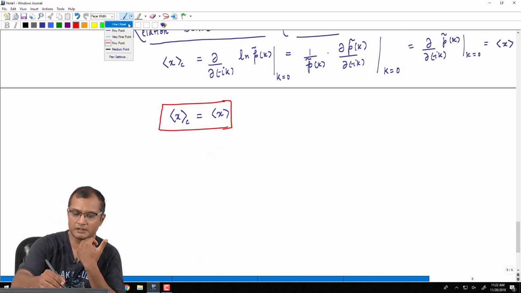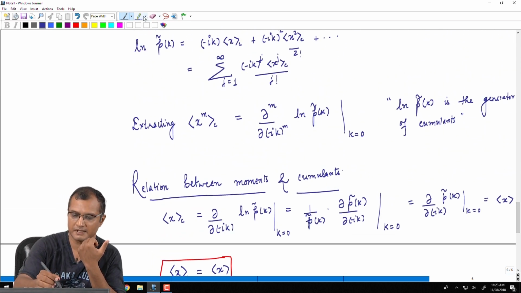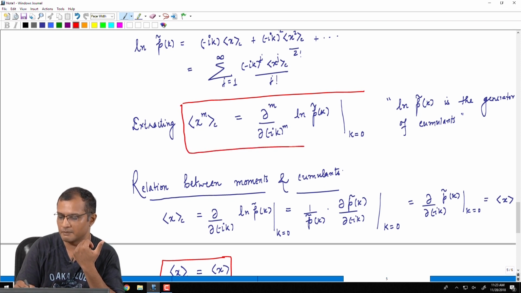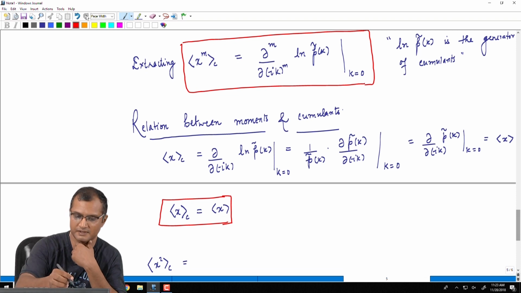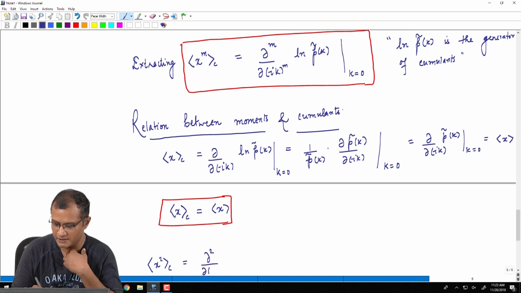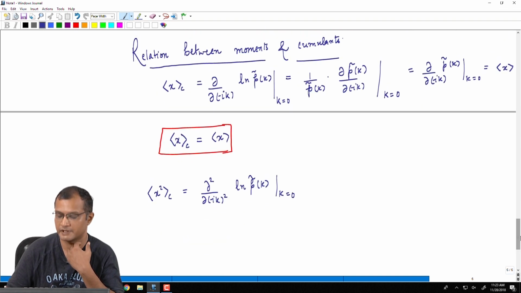Let us compute the second cumulant. By the definition of the mth cumulant, if you put m equal to 2 here, you get the definition of the second cumulant. So, let us use this definition to our advantage. We can write this as d square by d of minus I k the whole square of ln of p of k at k equals 0. Let us find this out.